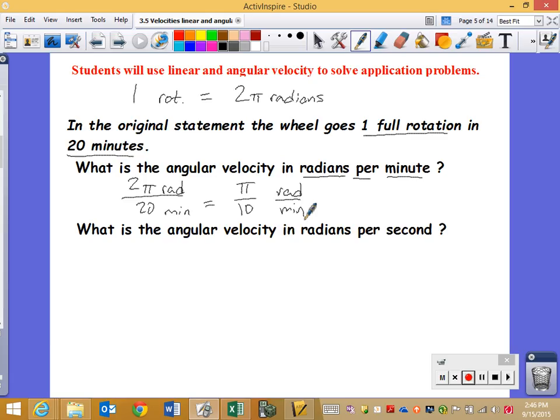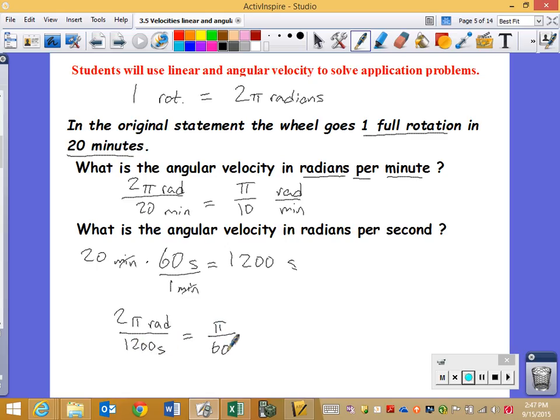However, what if they ask for it in radians per second? We already know it's 2 pi radians, but we have to change 20 minutes to seconds now. I know that per minute there are 60 seconds, so I'm going to multiply this by 60 seconds per 1 minute. My minutes cancel. 60 times 20 is 1,200 seconds. So now I take 2 pi radians divided by 1,200 seconds. Simplifying that down, I get pi over 600 radians per second.